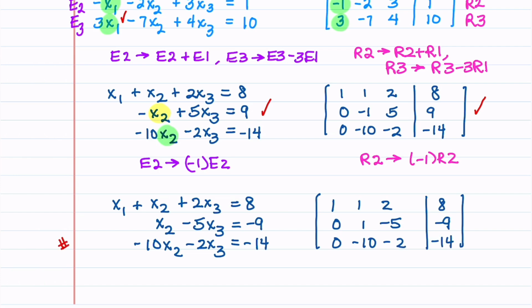Now we can go on to our second step. We're going to use the x2 term in equation 2 to eliminate the x2 term in equation 3. Likewise, we'll use the 1 in row 2 to eliminate the minus 10 in row 3. We would say that E3 is going to become E3 plus 10 times E2. And then likewise, we'll say that row 3 becomes row 3 plus 10 times row 2.